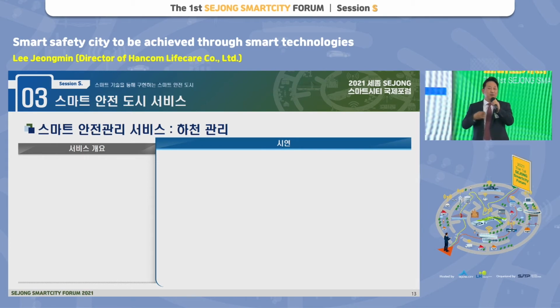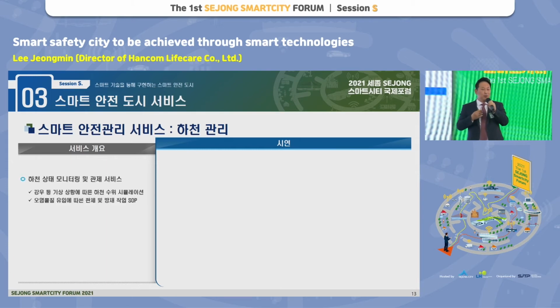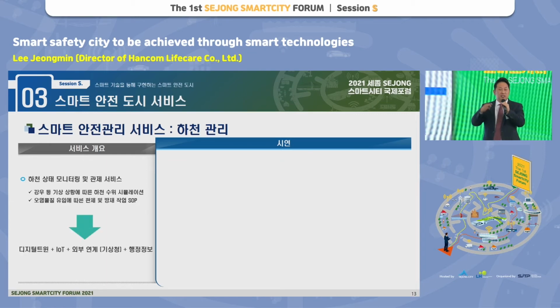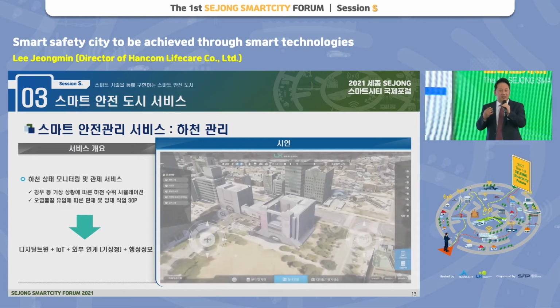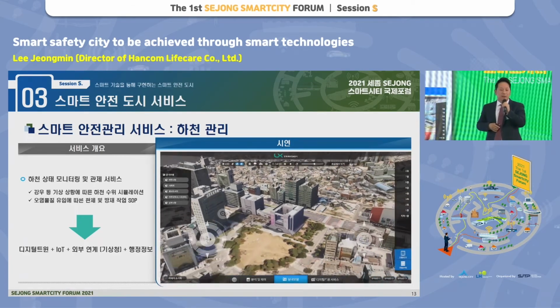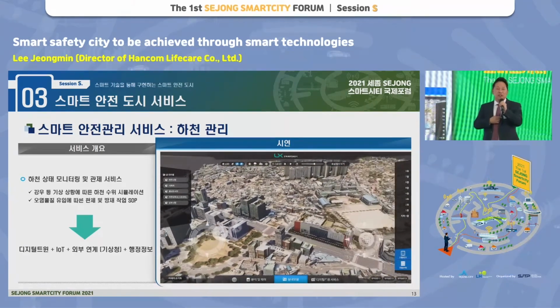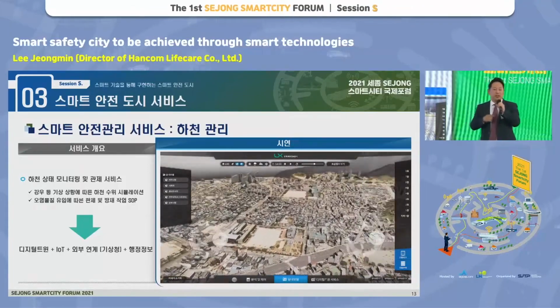Last year, we also suffered a lot from floods and other extreme weather events. These can also be prevented or responded to by digital technology. Digital twin, IoT, weather information, and administrative information will be combined so that we can provide better administrative services.